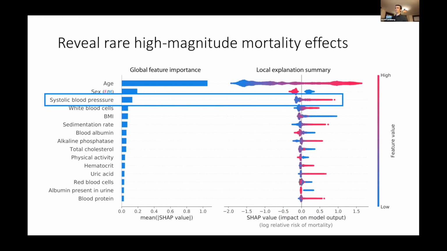But to dig a little deeper, I'm going to stop. Okay, so we just talked about global feature importance and why these local explanations can be a potentially significant improvement over them. Now I want to talk about how we can potentially improve over basic plots like partial dependence plots.